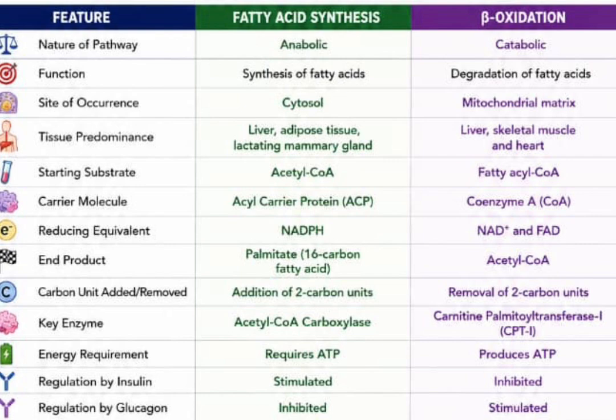HMP shunt is a pathway where you form NADPH and you form what? Ribose sugar and ribulose sugar. That is HMP shunt. So the goal here for fatty acid synthesis is to utilize NADPH. That is the reducing equivalent there.